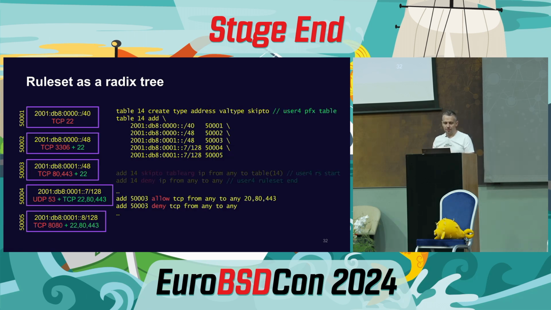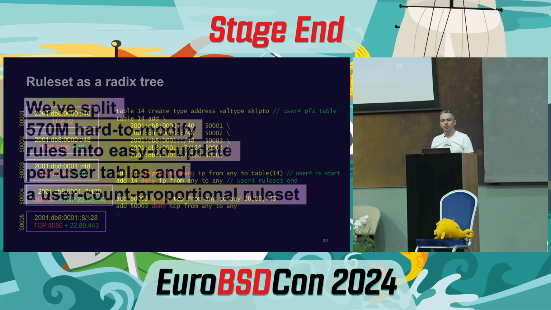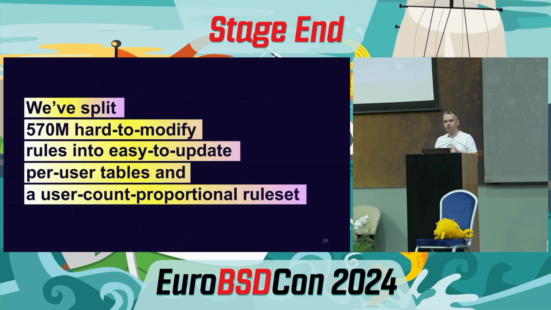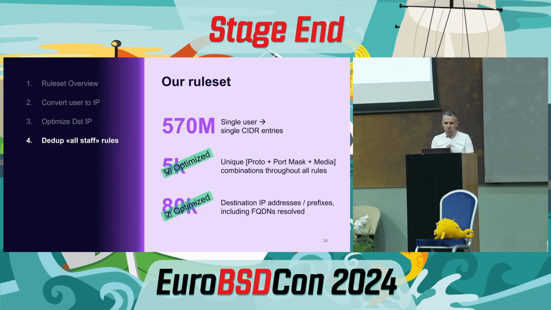And now we need a glue. The glue is simple. Take the destination IP address, make a lookup in the table, and do skipto. That allows us to convert the whole rule set to another structure. We do not have 500 million rules, but we have 570 million table entries in the firewall rule set. And we don't have that amount of rules in the rule set itself. It's not that good, but still it's a way to go.